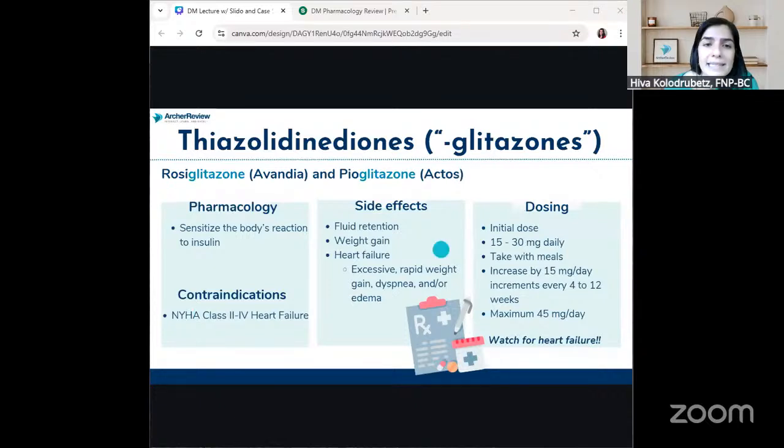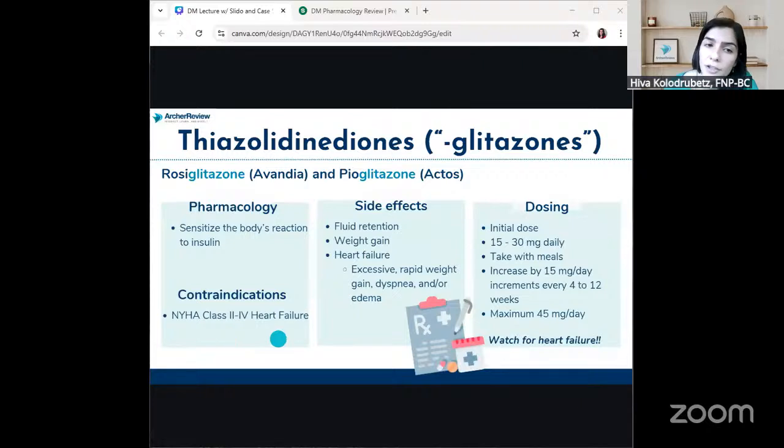The biggest side effect is that fluid retention with this drug class, right? The way this drug class works, it really increases the reabsorption of water through the kidneys, and that results in that fluid retention. And that's why we really have to be mindful when we're prescribing this class of medication about heart failure.